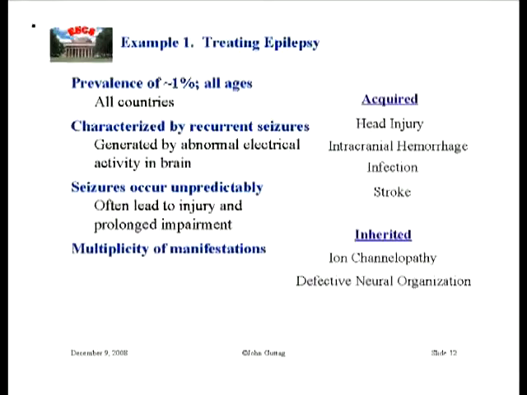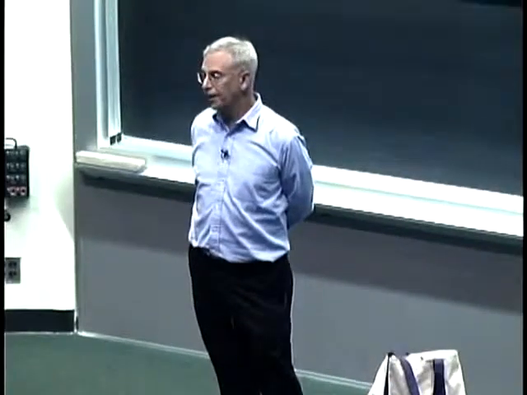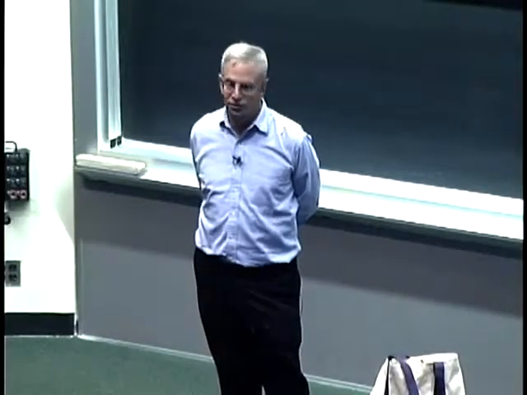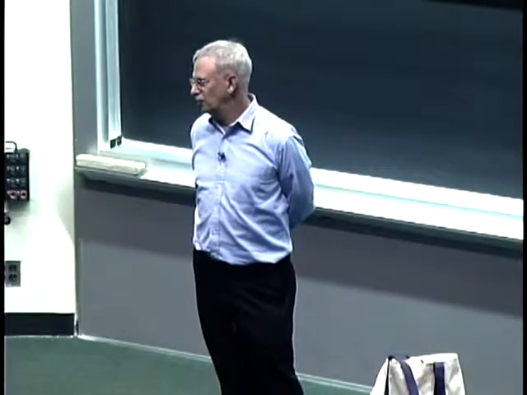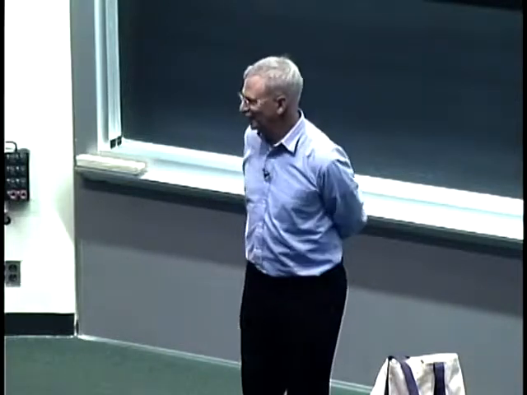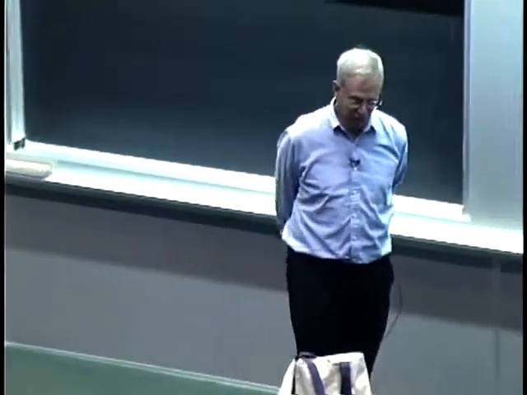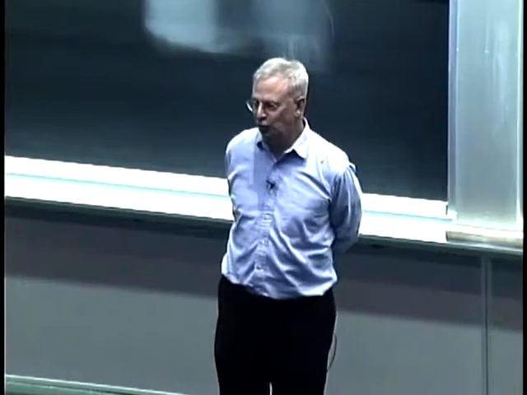We'll skip this. So example one, treating epilepsy. I suspect most of you are surprised by the fact that 1% of the world's population has epilepsy. This is true in almost every part of the world. It's true in the United States. It's true in underdeveloped countries in Central Africa. It seems to be one of the few diseases that's invariant to economic situations. One of the reasons that people are surprised by this number is most folks who have epilepsy try and keep it a secret.